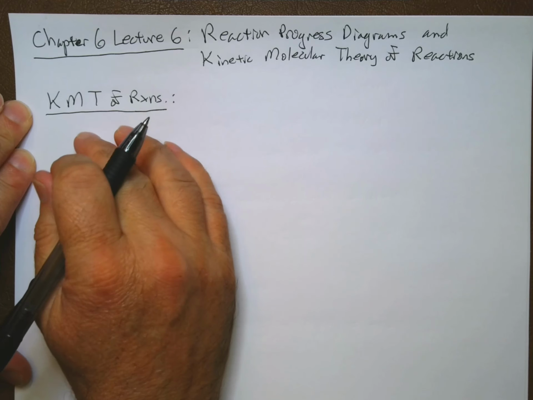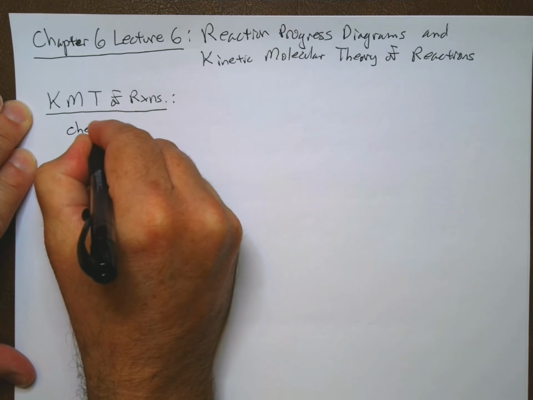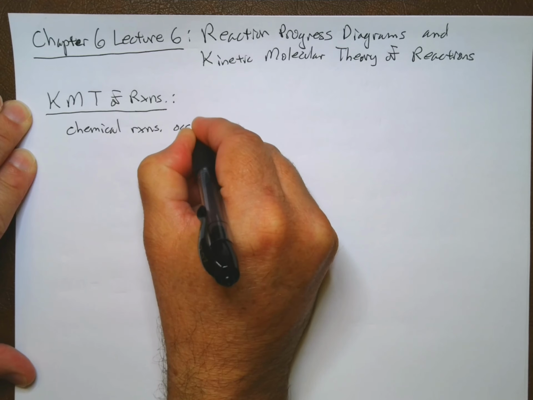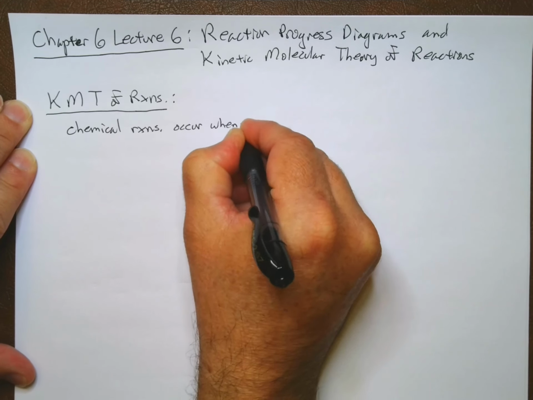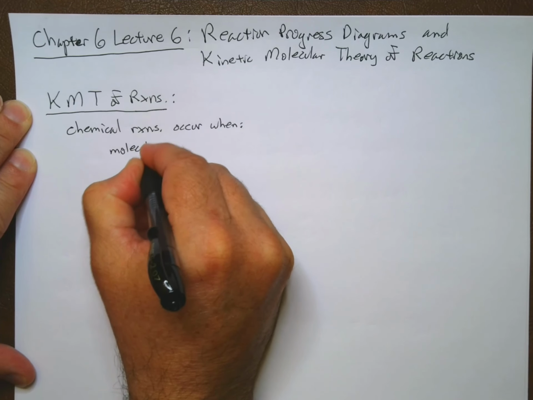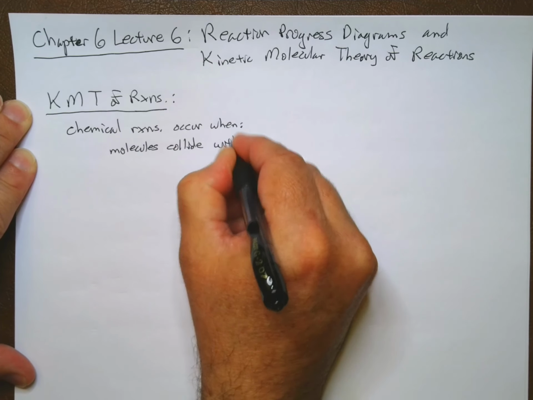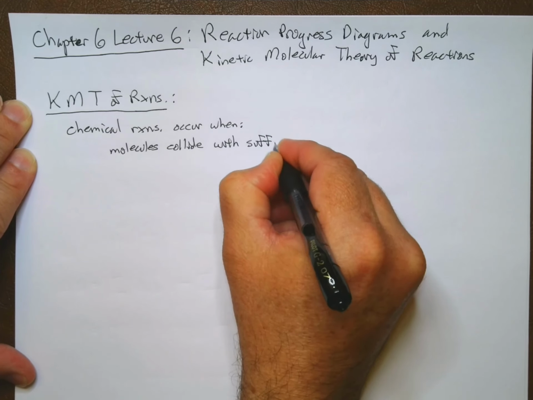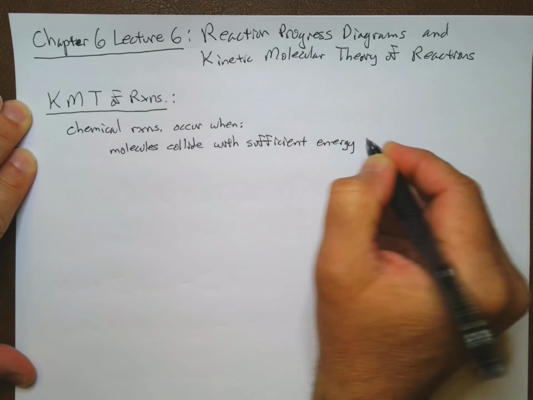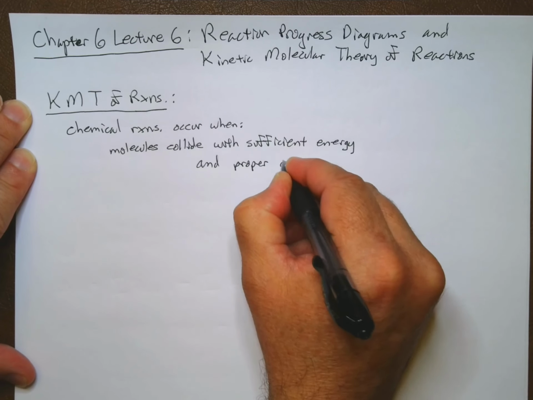The kinetic molecular theory of reactions states that reactions occur when the following happen. Molecules collide with sufficient energy and proper orientation.